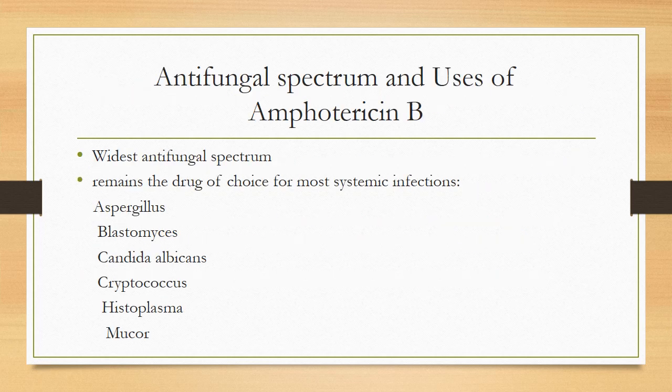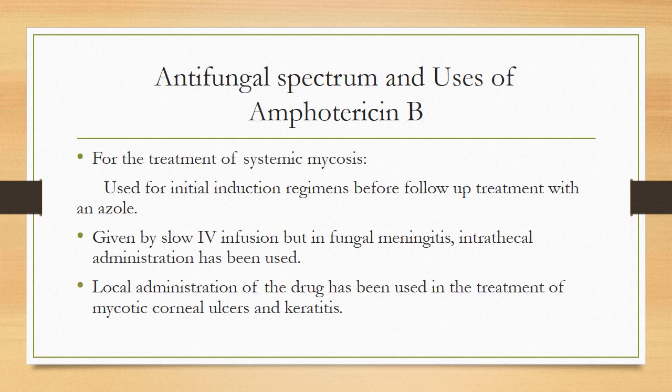Now the antifungal spectrum and uses of amphotericin. It has the widest antifungal spectrum. It remains the drug of choice for most systemic infections, including Aspergillus, Blastomyces, Candida albicans, Cryptococcus, Histoplasma, and Mucor. It is used for the treatment of systemic mycosis. It is used for initial induction regimens before follow-up treatment with an azole.